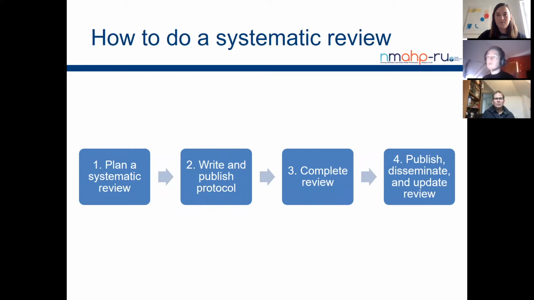So then, how do you do a systematic review? Well, I always think of there being four main stages in doing a systematic review. Firstly, the planning. Secondly, the protocol. Third, conducting the review, and then finally, publishing and disseminating. I'm just going to talk through each of those four stages in turn.